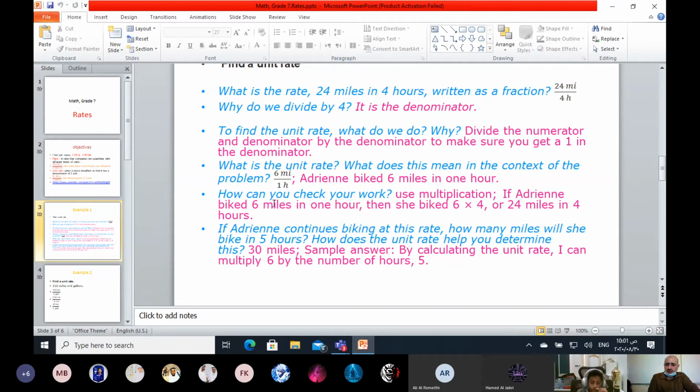Now, how can you check your work? Use multiplication. If Adeline picked 6 miles in 1 hour, then she picked 6 times 4, or 24 miles in 4 hours. If you want to check your work, multiply here by 4 and here by 4. 6 times 4 will be 24, and 1 times 4 will be 4. So this is the meaning of rate and the unit rate, and how to change from rate to the unit rate. The next example.